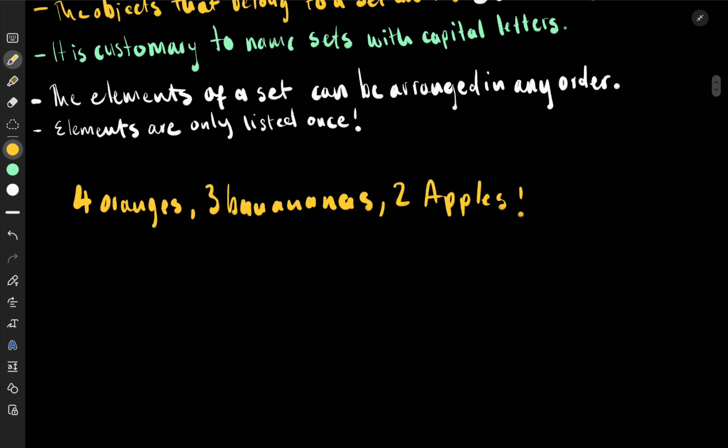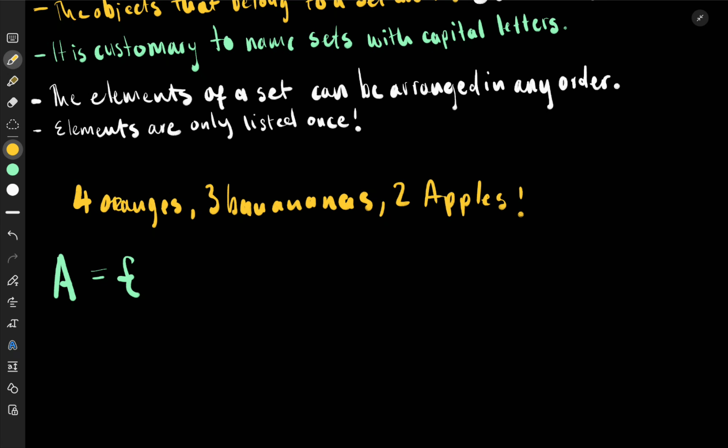What is the first thing you would do? You'd give your set a name. So we can call it set A. Then you put an equal sign. Then you put braces, because that's what we use. Then you list the things that are going to be inside the set. And when you list the things, you do not put the number into consideration.